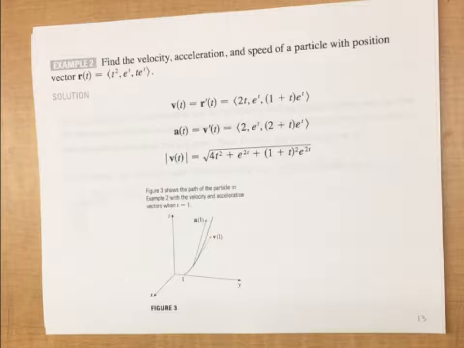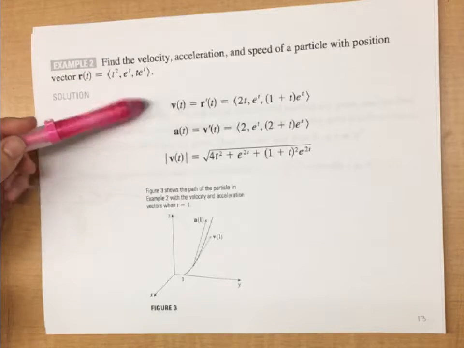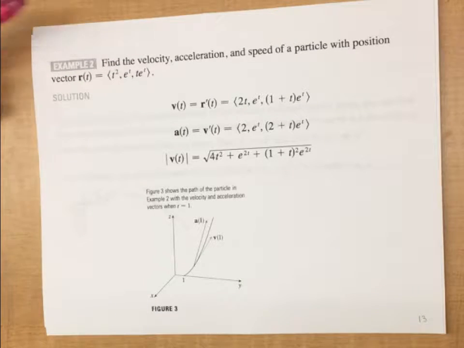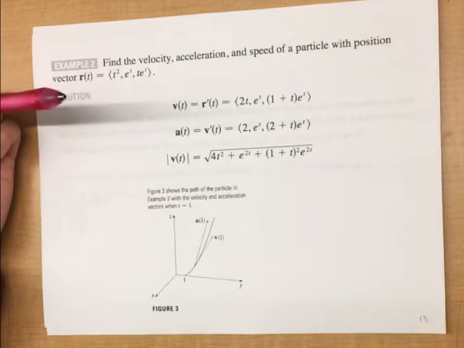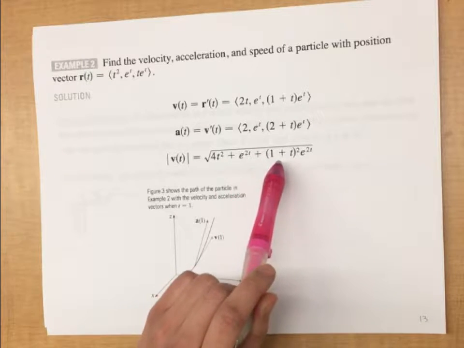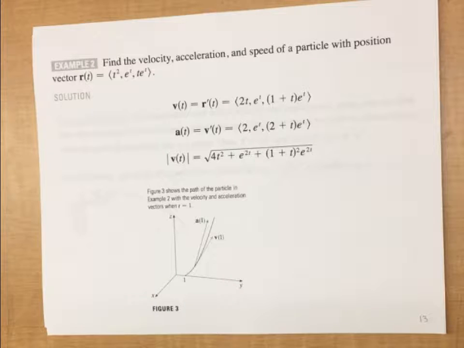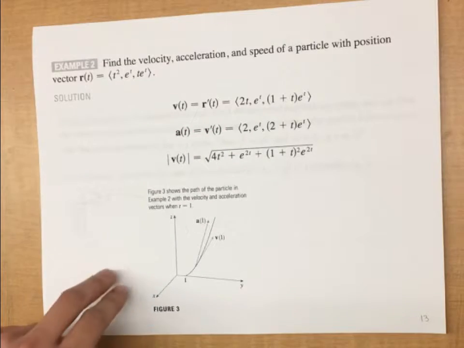And then another example problem of this, when we're given r of t equals t squared e to the t, and t e to the t. And so we find velocity again by taking the first prime of r, and it comes out to 2t e to the t, and then (1 plus t) e to the t. And then we take the derivative of v, which is r double prime, to find acceleration, which is 2 e to the t, and then (2 plus t) e to the t. And then to find the speed, we take the magnitude of velocity, and so we take all of that, add it all and put it all under the square root.